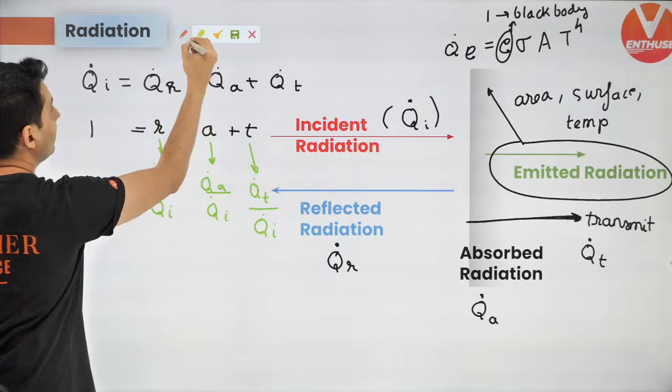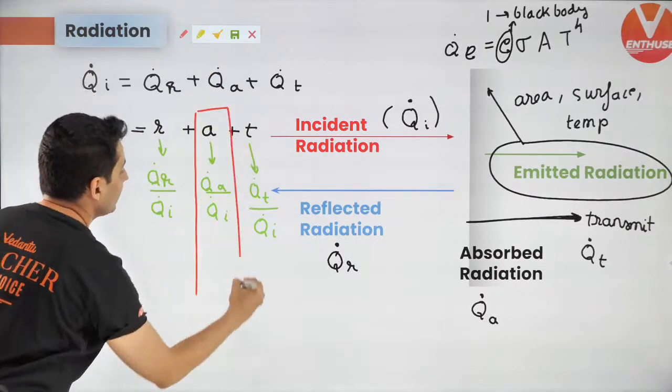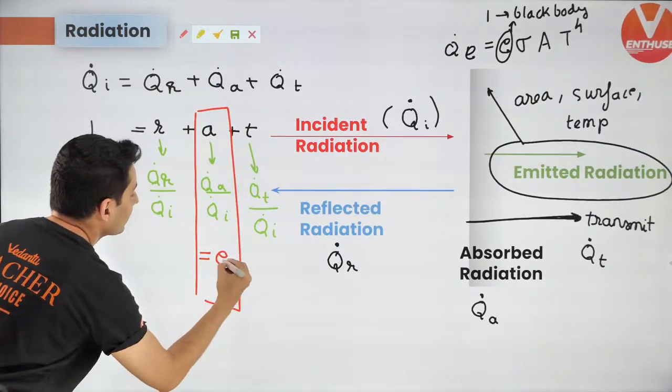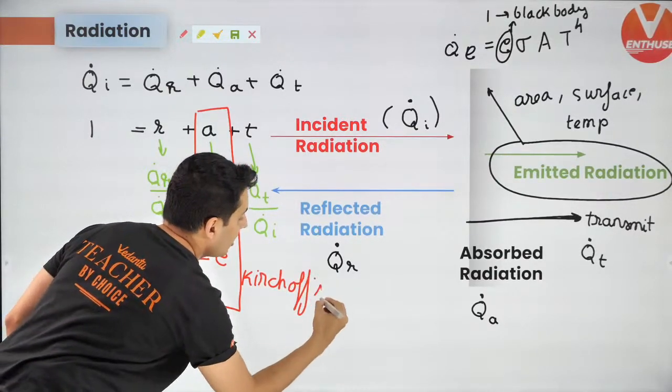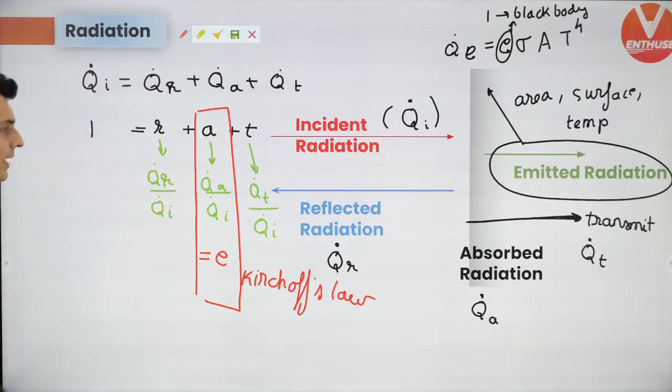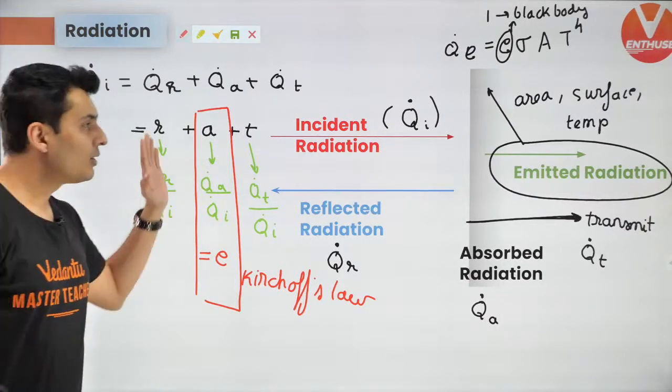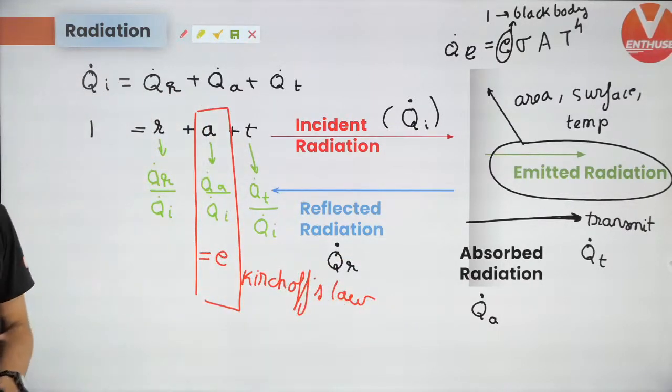this value of A, which is there over here, this value of A is equal to E. This is Kirchhoff's law. This is called Kirchhoff's law. Keep this in mind. Very, very important, guys. So many important formulas in one thing.